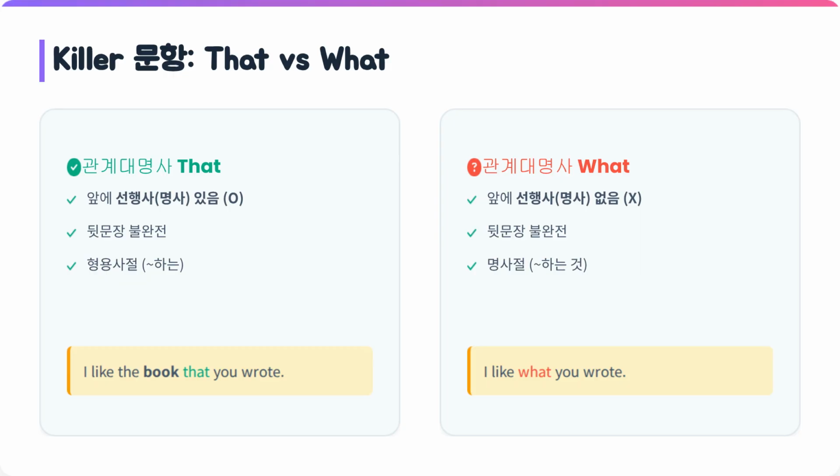A killer question in exams is the distinction between that and what. Relative pronoun that has an antecedent, is followed by an incomplete sentence, and functions as an adjective clause. Relative pronoun what has no antecedent, is followed by an incomplete sentence, and functions as a noun clause.